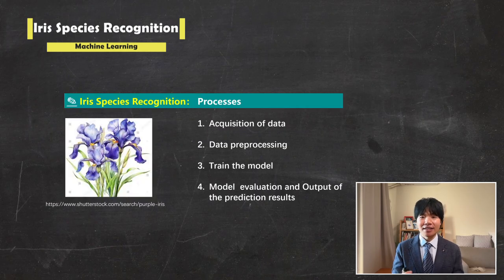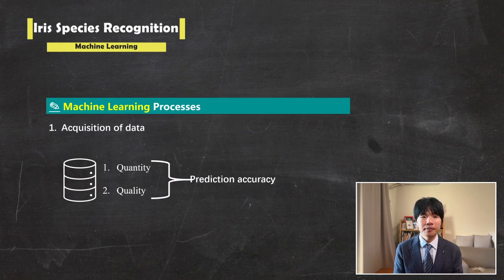First, look at the process of using machine learning to solve the iris classification problem. Generally speaking, identifying iris species through machine learning involves 4 steps: data acquisition, data preprocessing, model training, and model evaluation and outputting. Step 1 is data acquisition, which is very important. The quantity and the quality of the data you acquire directly impact the effectiveness of the machine learning model and determine the accuracy of the identification results.